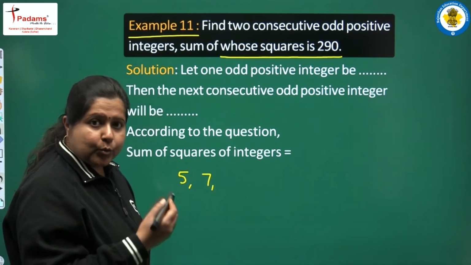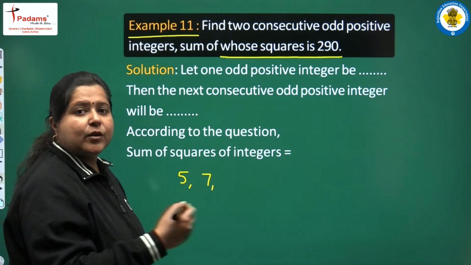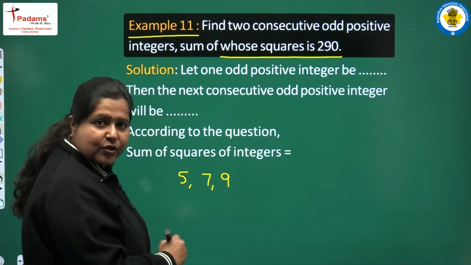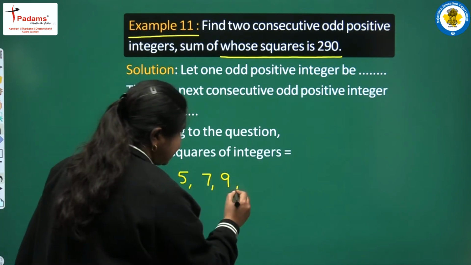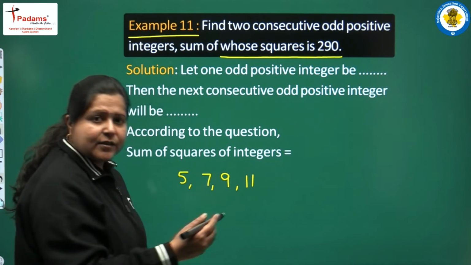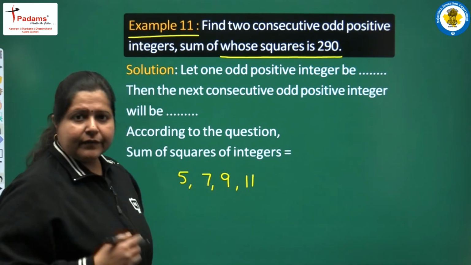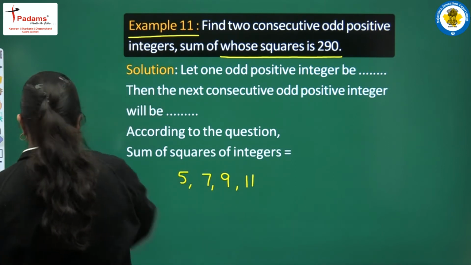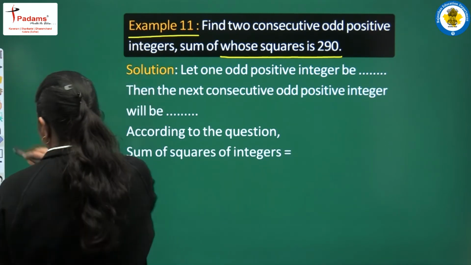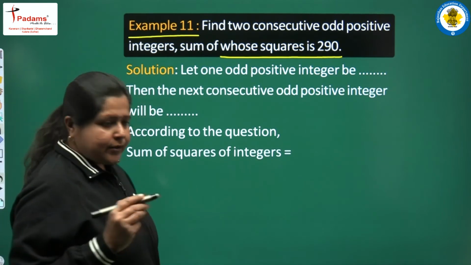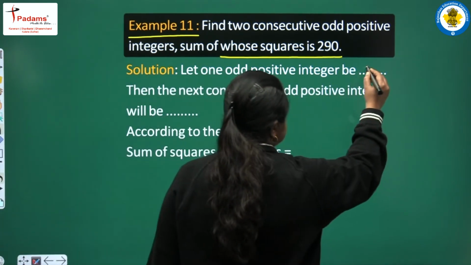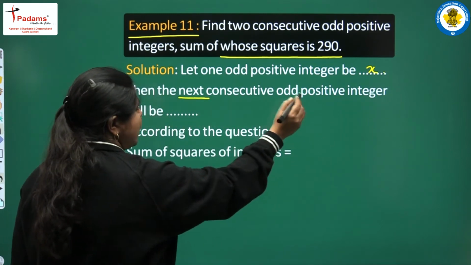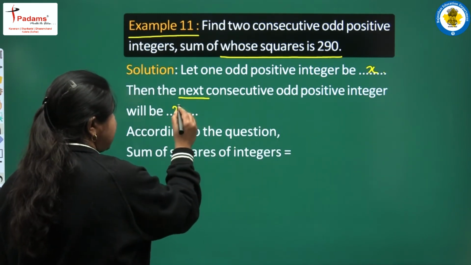5 के बाद 7, 7 के बाद कैसे मिलेगा अगला नंबर? We will be adding 2. 2 ऐड करके हमें नेक्स्ट से नेक्स्ट ऑड नंबर्स मिलते जाएंगे. So if we add 2 to 7, we will get 9 as the next odd number. Add 2 again, you will get 9 plus 2, 11 as the next odd number. तो ये सभी कॉन्सेक्यूटिव ऑड पॉजिटिव इंटीजर्स हैं. ठीक है. Now we will be taking one of them to be x, because both of them are unknown, so we take one odd positive integer to be x. Now then the next consecutive odd positive integer, it will be x plus 2.